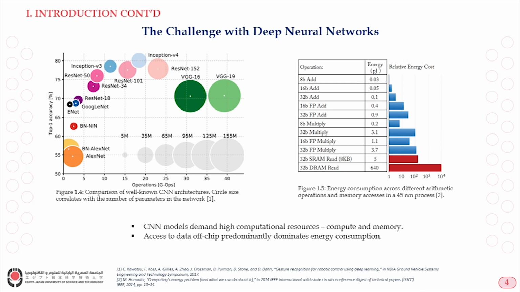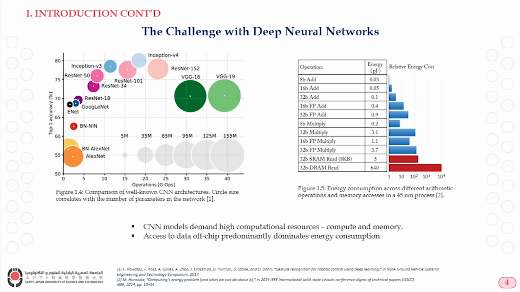You see, for instance, VGG19 performs well in accuracy, with a top-one accuracy of above 75, but it requires around 40 giga operations per second. This is the computing demand of this model, for example. Not only do they have computing demands, they also have power and energy demands.